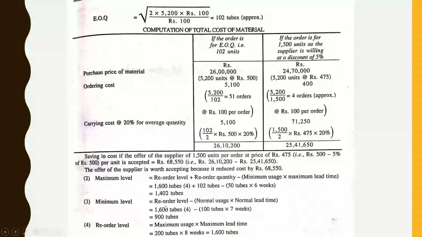Reordering level, same way. Reordering level minus normal usage, it is 100. And normal lead time should be calculated. So how is it calculated? Average of this maximum plus minimum time divided by 2. That means 7 weeks. So it will be 900 weeks. And reordering level is. So in this way, this question is solved.